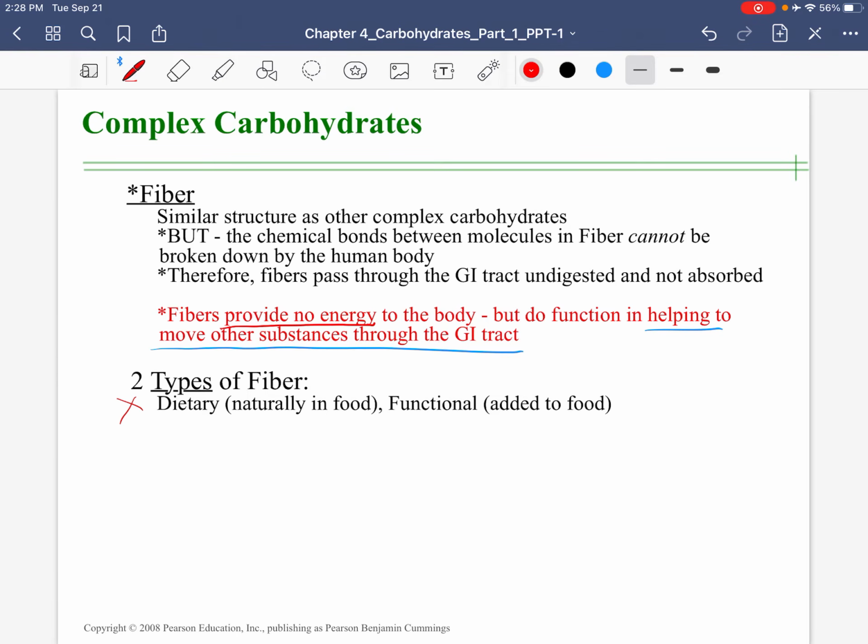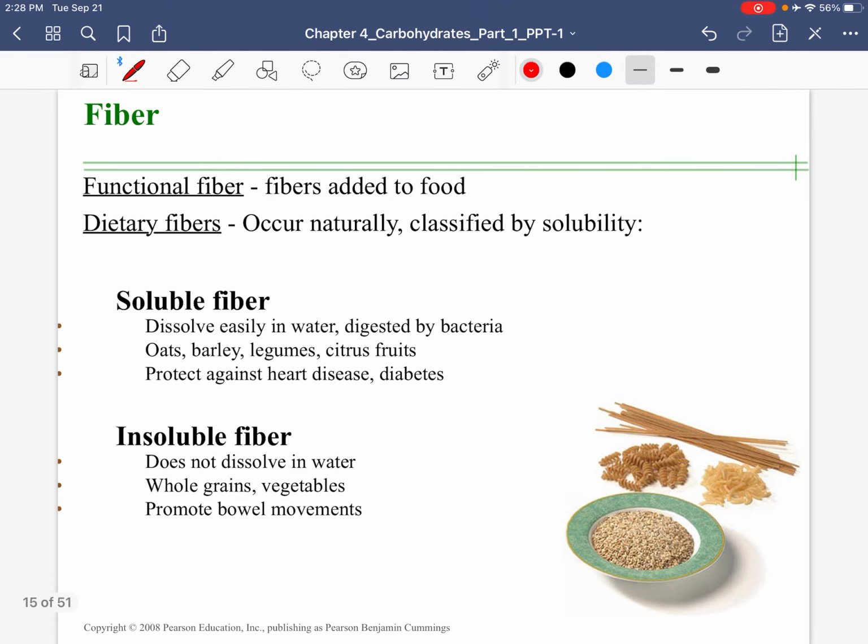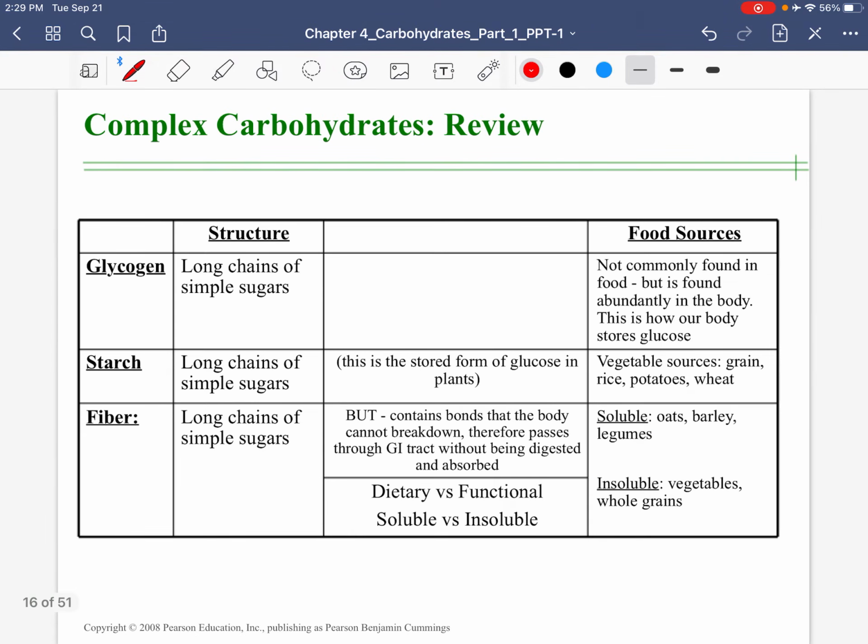You don't need to know the types in food right now. Don't worry about that. You can read about this. To be honest with you, I'm not that worried about it. I think this is good information to have for reference, but you don't need to know it specifically. So you can read this, but you don't need to know it.